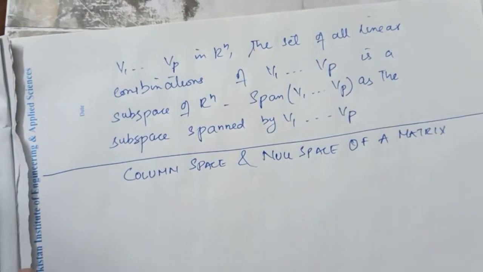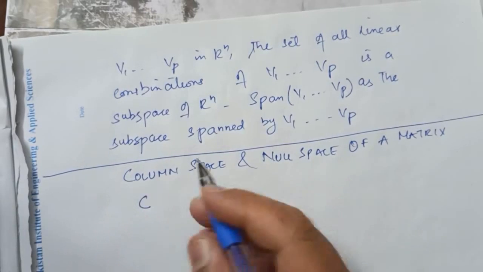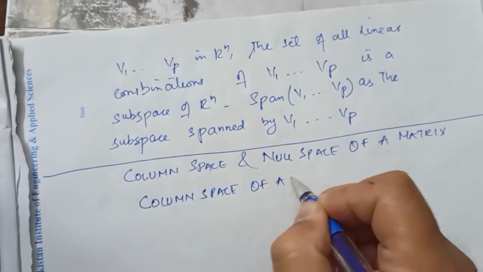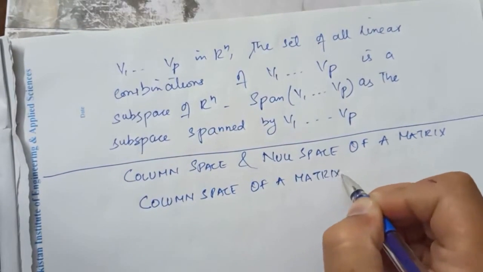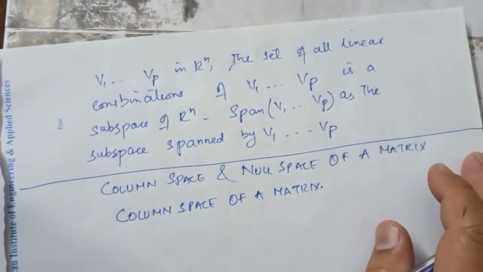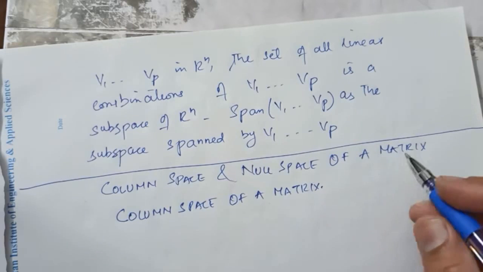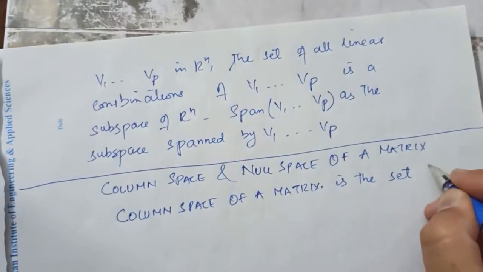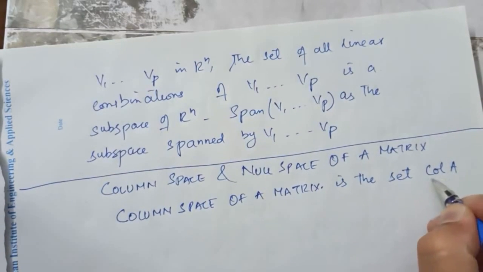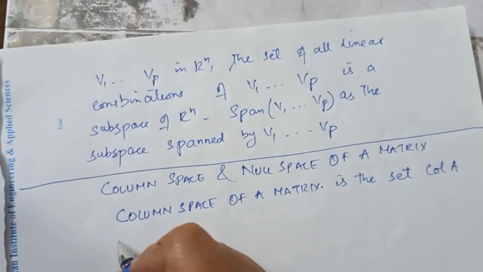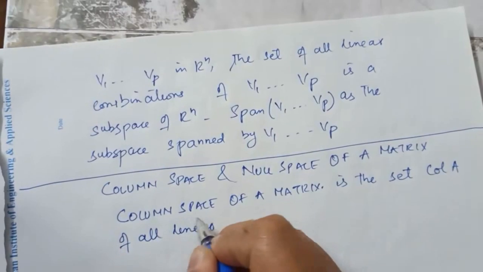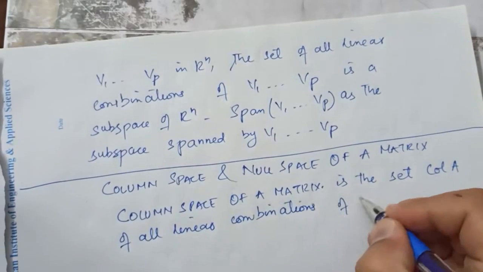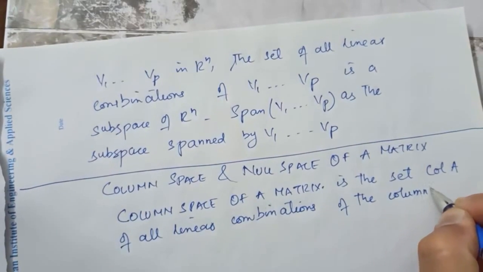Now the column space of a matrix A is the set, denoted by Col A, with a capital C, not a small c, of all linear combinations of the columns of A.